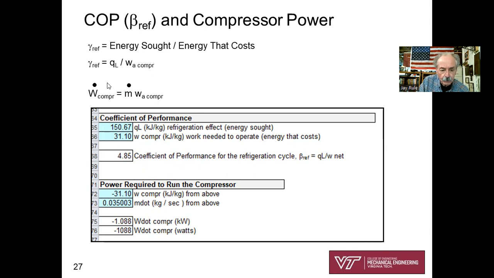The power required to run the compressor, well, let's see, how could we get that? We'll remember that W dot of the compressor is m dot of the refrigerant, which we just found, times w actual of the compressor. We've got that, so plug and chug now. And so there we go: W dot of the compressor is negative 1.088 kilowatts, or in other words, 1,088 watts.